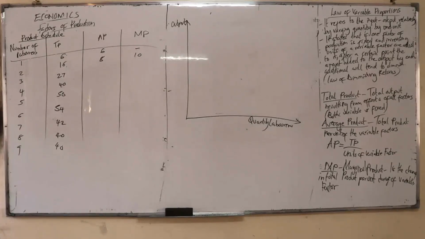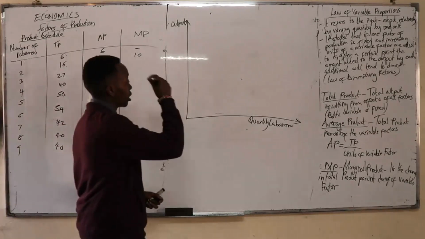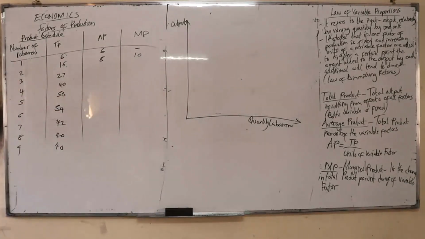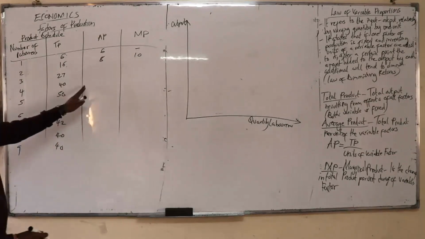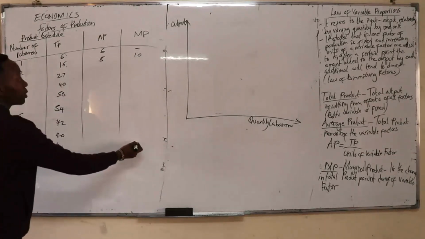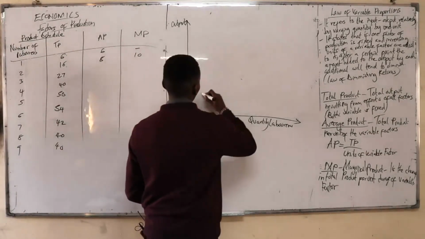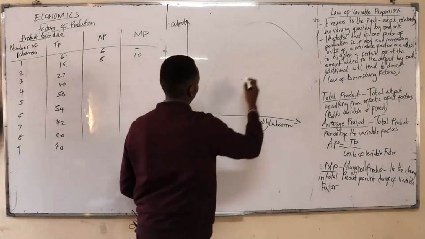So when you plot the three graphs of total product, average product, and marginal product, at first they are all increasing at an increasing rate up to a certain point where they start to decrease. When you fill this table, you're going to see that at some point the marginal product gets to 0 and then turns negative. So you have the total product that starts to decrease.